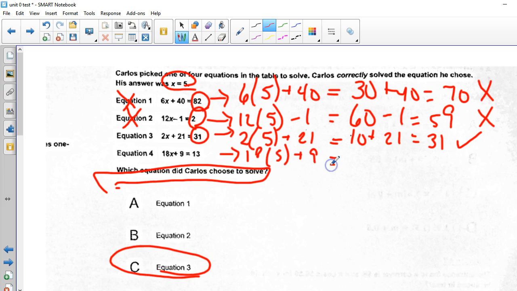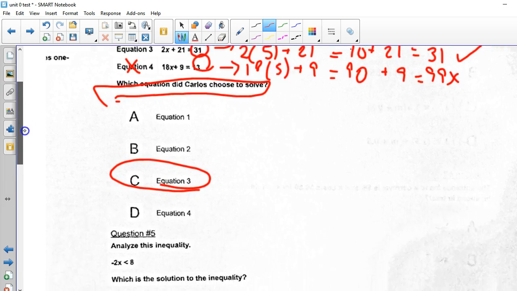And you can see by looking at it, this is going to be a lot more than 13, because 5 times 8 is 40, that's 90 plus 9. So that's 99 to 13. No, it's not equation 4. So now we know we checked everything.